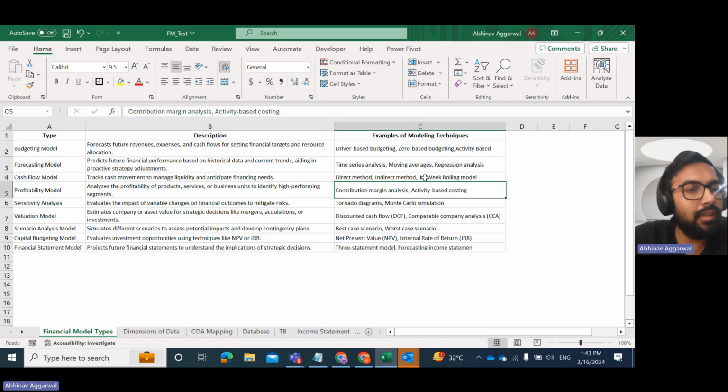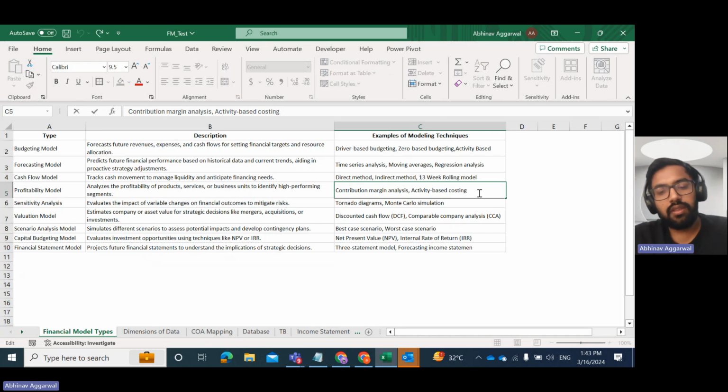Okay, coming to the profitability model, it is built to analyze product profitability, business unit profitability, and department profitability. Certain techniques to achieve that include contribution margin analysis, break even analysis, and activity based costing. So these are certain techniques. Let me also write break even here.